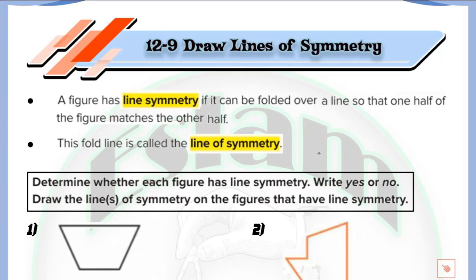Suppose that we have any figure. A figure that has a line of symmetry is one where, if we can fold it over the line, one half of the figure will match the other half. What is the meaning of that?